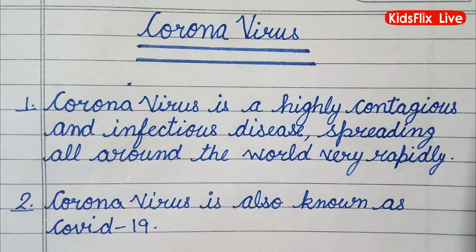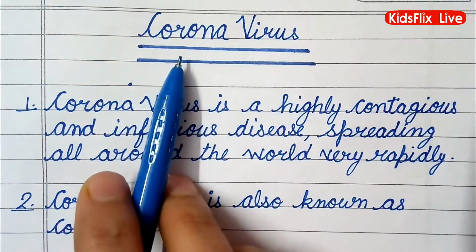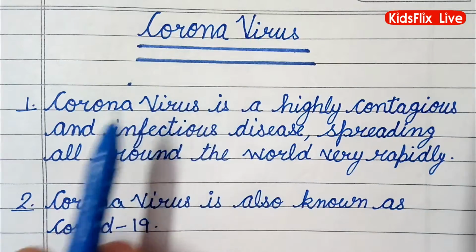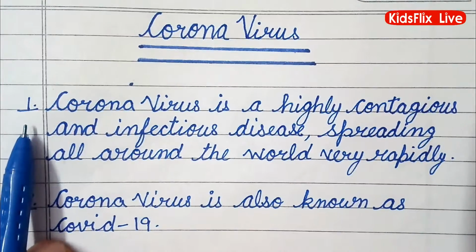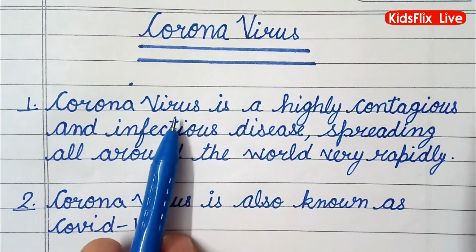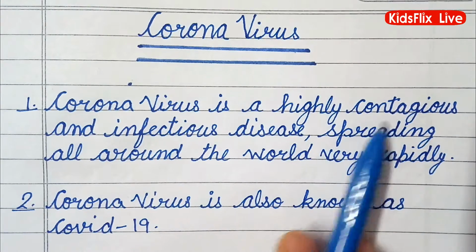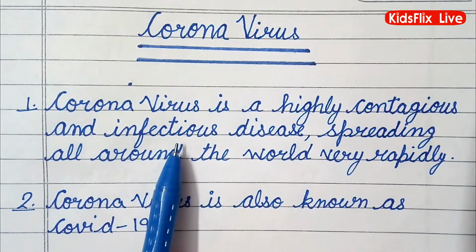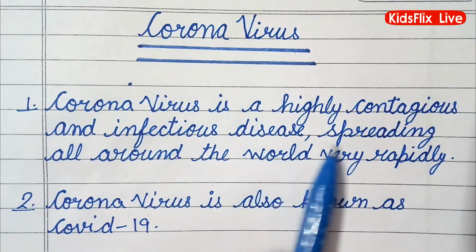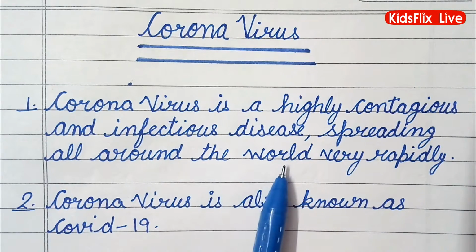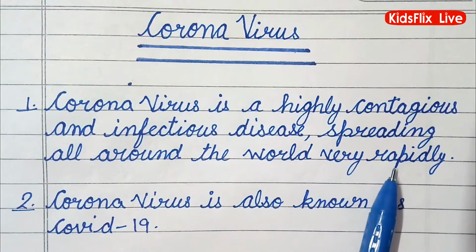Today we learn to write a short essay in 10 lines on the topic coronavirus. Let's start. First line is: Coronavirus is a highly contagious and infectious disease spreading all around the world very rapidly.